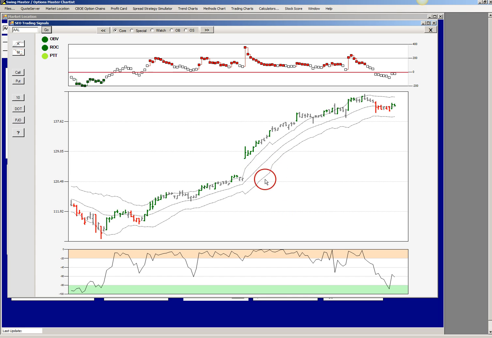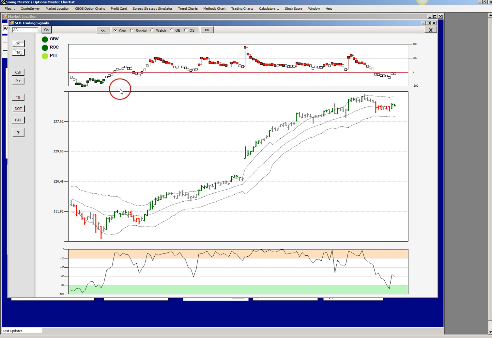Now these channel lines, this is a Keltner channel, and I'm not going to really explain specifically what the Keltner channel is. I think I looked that up on stock charts, but I prefer it to Bollinger Bands because I think it's easier to interpret.